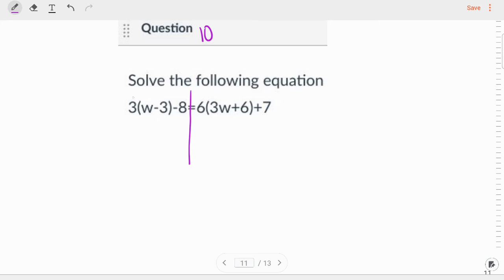So I look at the left. I'm going to deal with parentheses first and multiply. 3 times w is 3w. 3 times negative 3 is negative 9. And I bring down the minus 8.